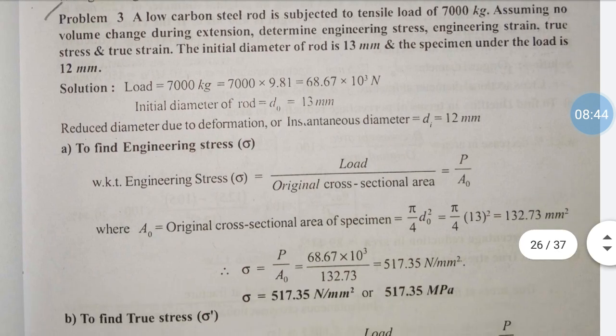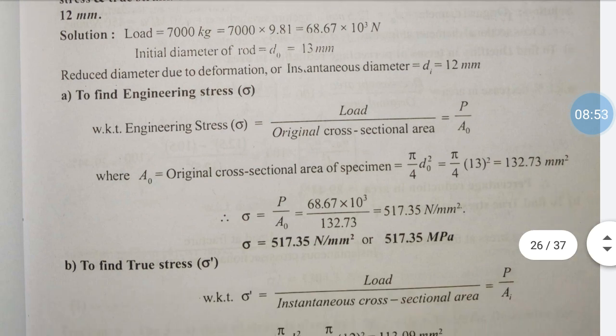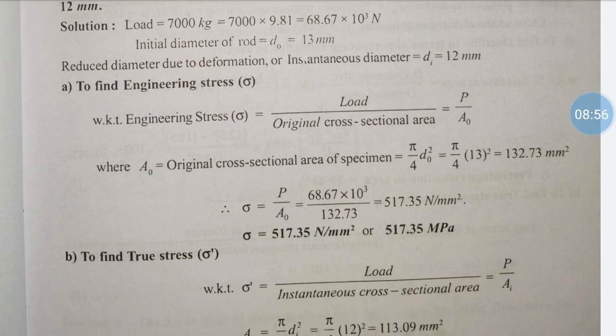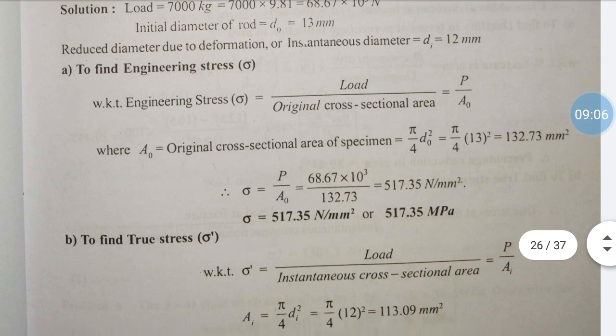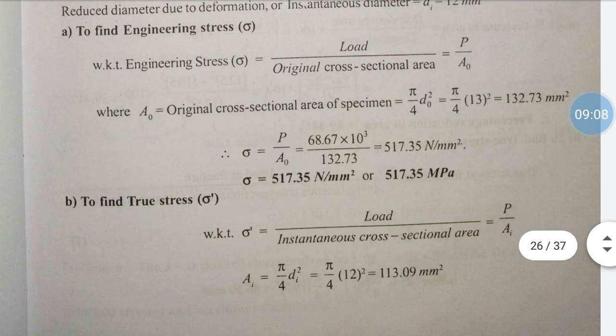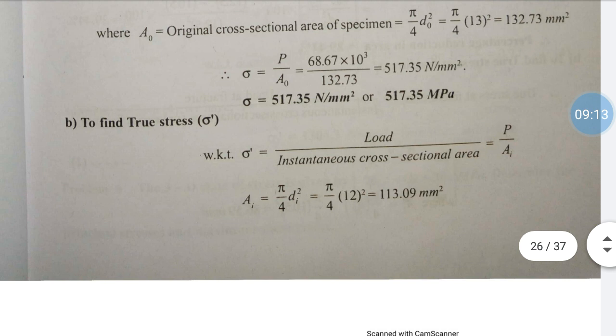Same thing, load 7,000 kgs, you need to convert into Newton by multiplying by 9.81, you will get the Newton. Initial diameter is 13 and the final diameter is 12. Engineering stress you need to find out: load divided by original cross section area. You convert 13 into area. For a circular bar, area is pi by 4 d square. Okay, you'll get the engineering stress, 517 MPa. True stress means load divided by instantaneous area, that is 12 mm you will get.